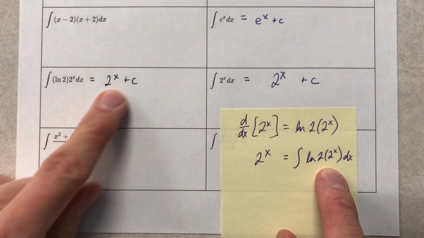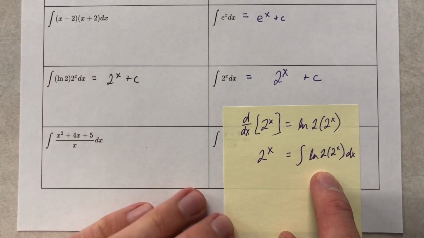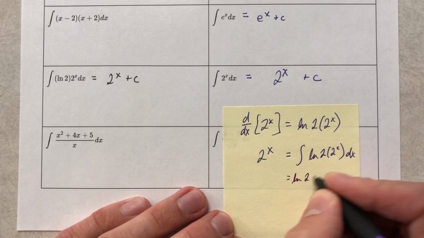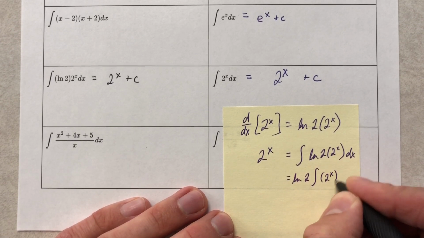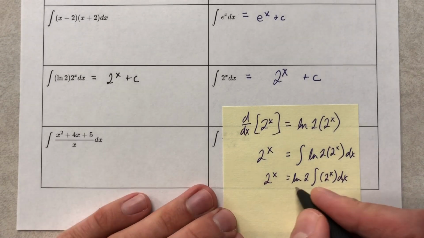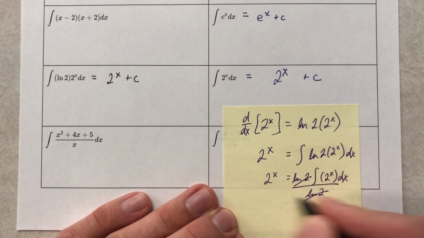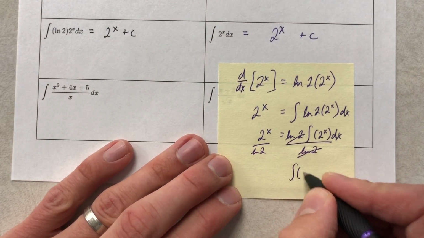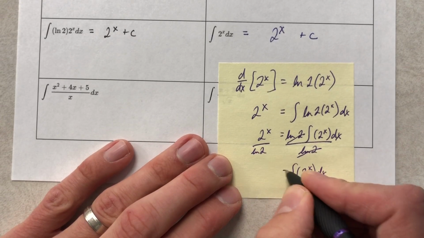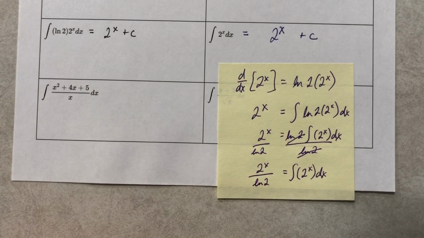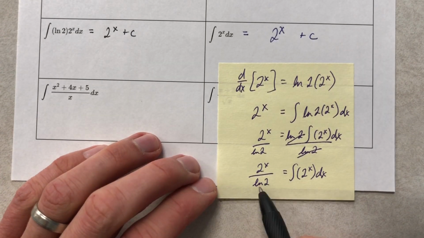So this is this. I had to pause and think of the best way to explain this. The natural log of 2 is a constant. You can factor constants out. If we divide by the natural log of 2, they'll cancel, and then the integral of 2 to the x dx is 2 to the x divided by the natural log of 2. Okay? I'm about to write that on the paper. 2 to the x over the natural log of 2.